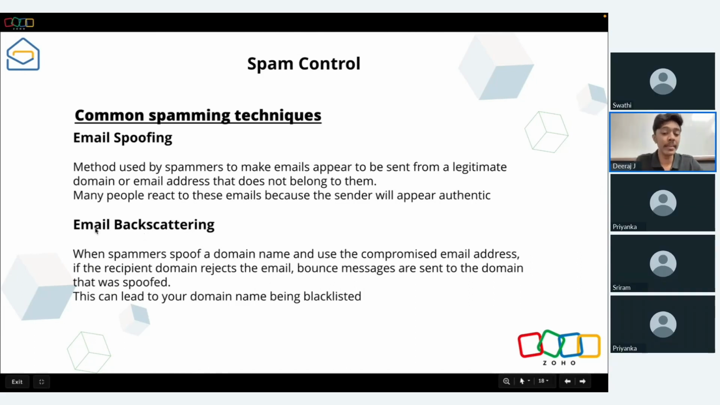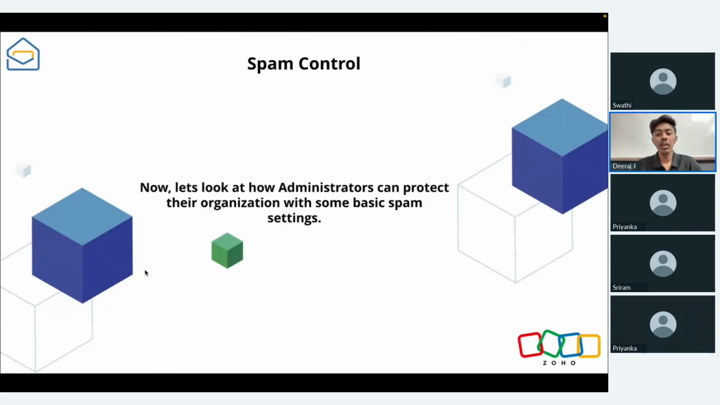So what is email backscattering? When spammers spoof an email address or a domain name, and let's just say the recipient the spammer is sending the email to rejects this email, all of the bounce messages are actually sent to the original email address and the original domain. So multiple rejections like this can lead to the domain being blacklisted. We don't want that to happen, am I right? So now let's look at how administrators can protect their organization with some basic spam settings.